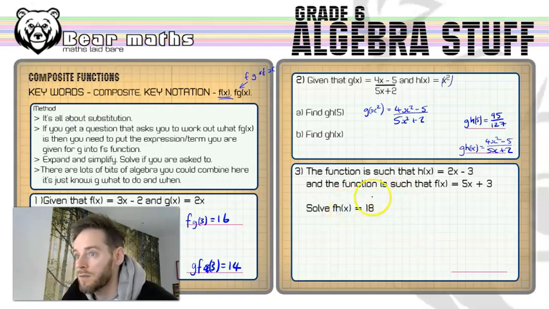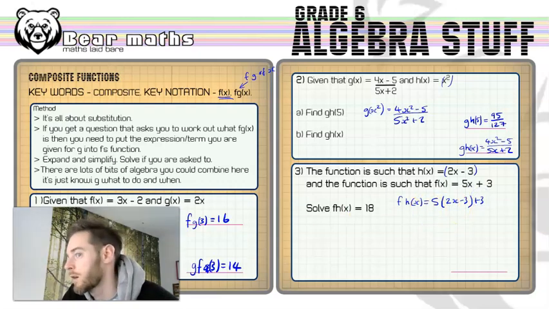So h of x, h's function is this. I'm going to make it a term. In the last question, part b, it already was just a term in its own right, x squared. But this time it's an expression, so I'm going to make it a term by putting it in brackets. Now I'm going to put that whole function into f's function, wherever there is an x. So f(h) of x is equal to 5 and then 2x minus 3 plus 3.